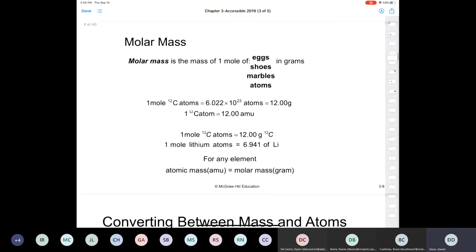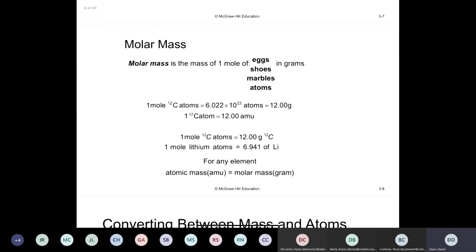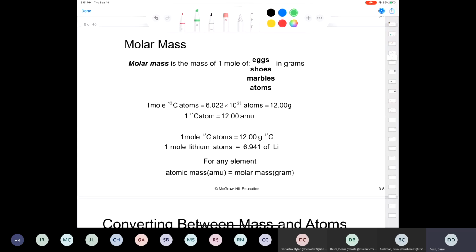So now we're going to see the importance of Avogadro's number. So let's see here. It says molar mass is the mass, and this is a definition that you have to be aware of. So let me highlight it here.